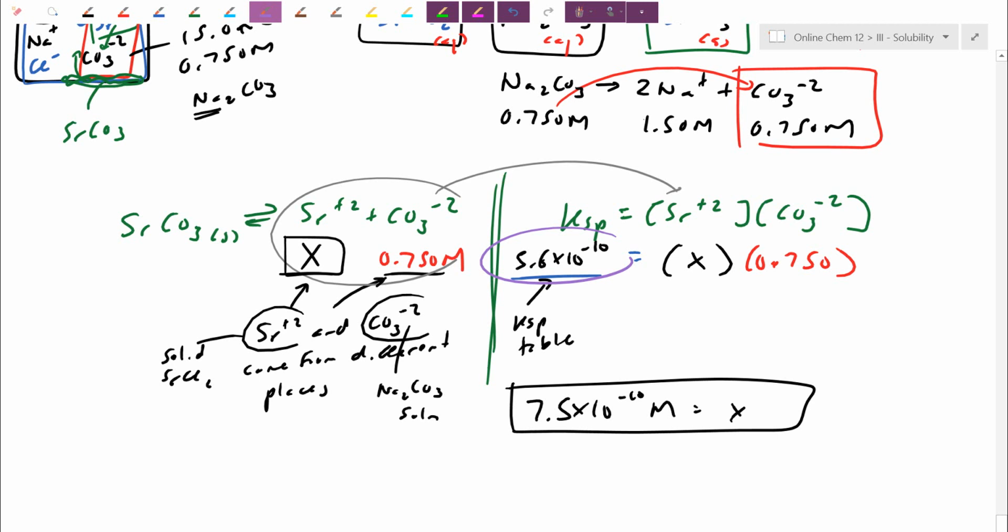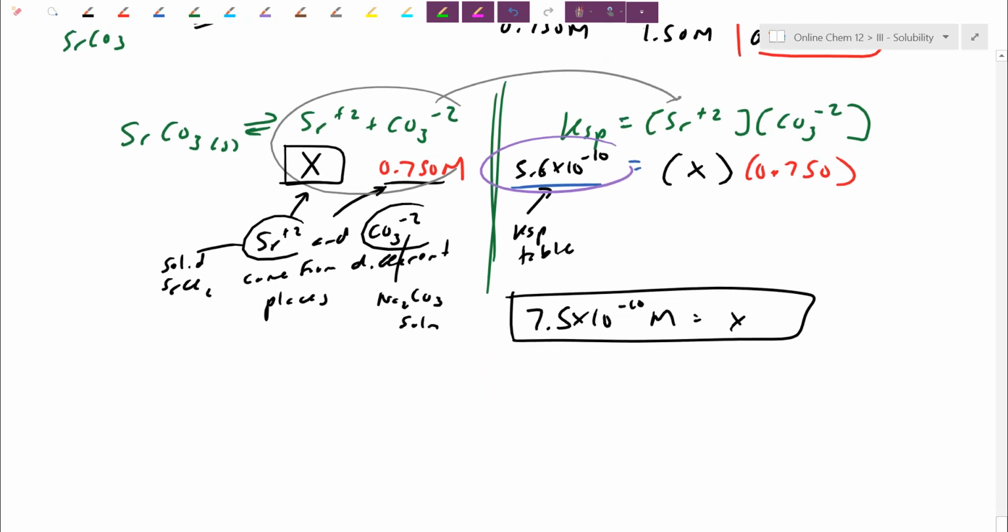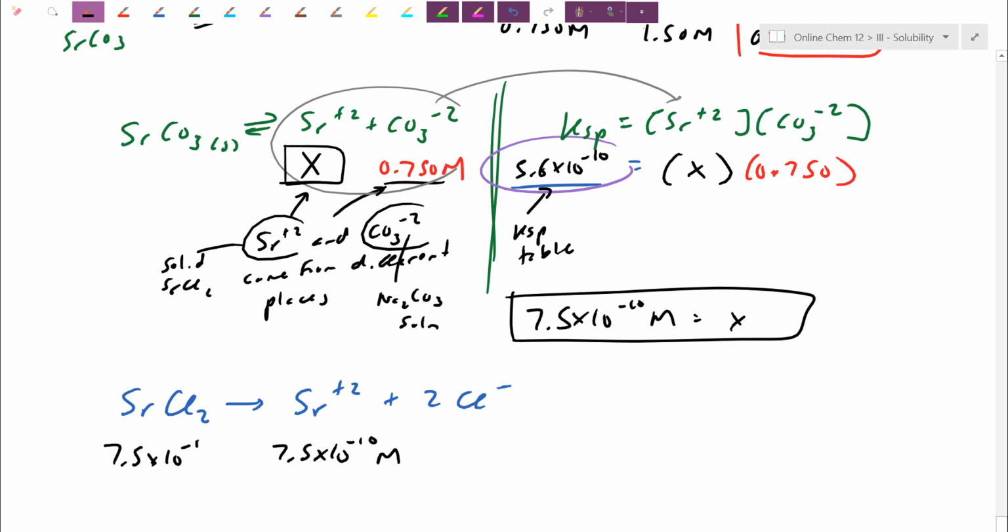Well, what was the x? The x was actually the strontium that I got. Where did strontium come from? Again, I'm never going to have a bottle of just pure Sr2+. The strontium came from solid SrCl2. When this breaks up, I get strontium ions and 2 chloride ions. If I now know the maximum amount that I can dissolve is this 7.5 times 10 to the negative 10 number, and this is molar, then how much salt can I have dissolved? It's also 7.5 times 10 to the negative 10.